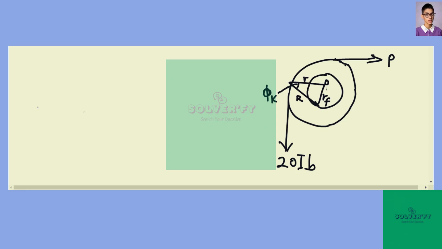Now, to solve this problem, we need to understand that the collar slips on the shaft. So slip is involved, and we need to determine what we call the friction circle radius, as well as apply equilibrium and solve the resulting equations to get an answer. The friction circle radius is equal to the radius of the shaft times the sine of the angle of kinetic friction, phi subscript k.